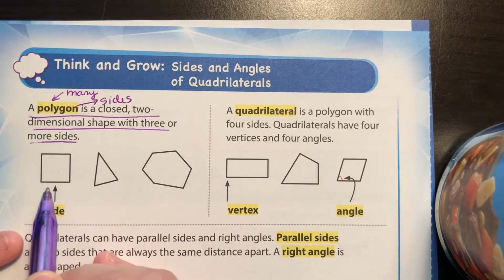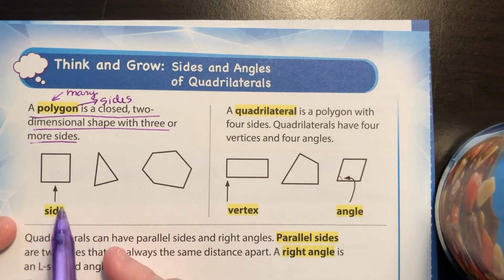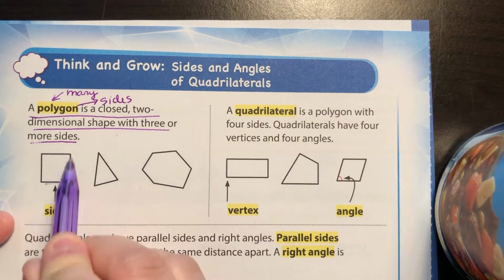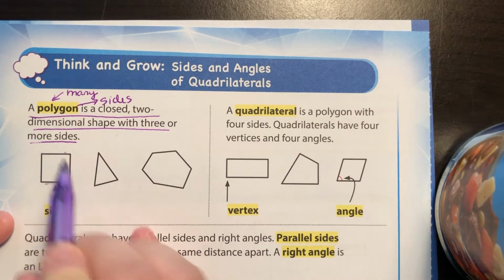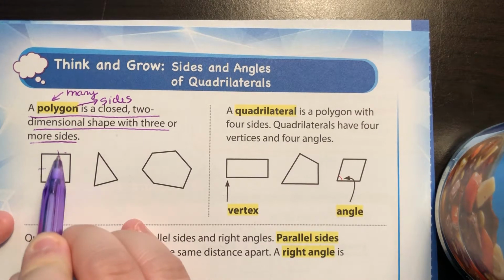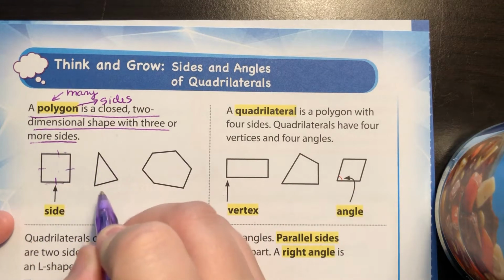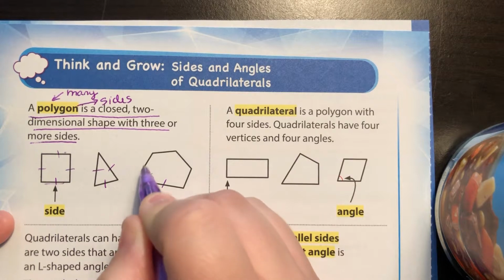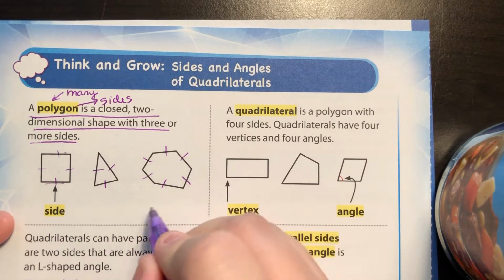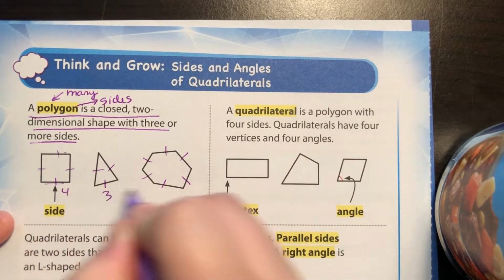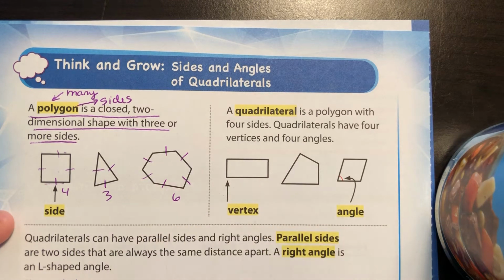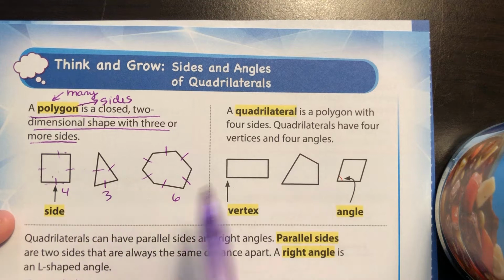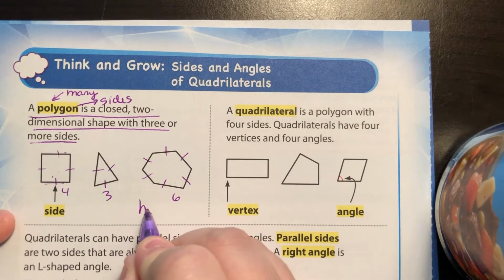So this right here, this is a square. We've known about that for a while. Each of these little lines, these are called sides. So this particular shape has 1, 2, 3, 4 sides. This particular polygon has 1, 2, 3 sides. This particular polygon has 1, 2, 3, 4, 5, 6 sides. So this has 4, this has 3, this has 6. Of course, we know that these shapes have more specific names. This would be a square, this would be a triangle. And a 6-sided shape, we call that a hexagon.